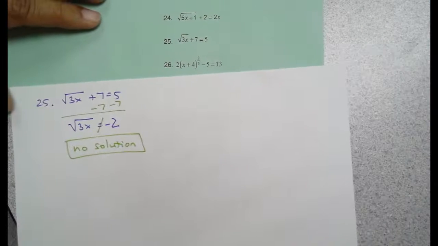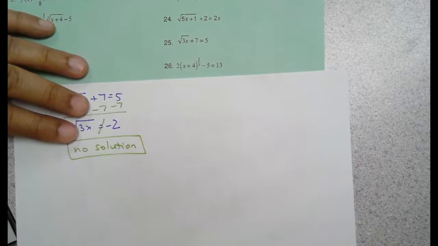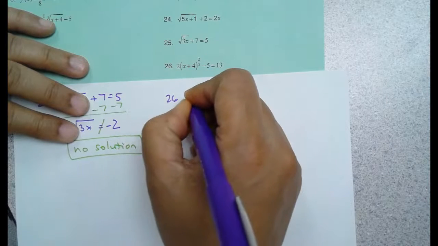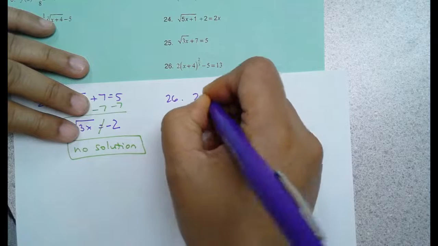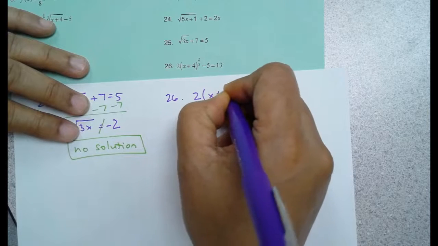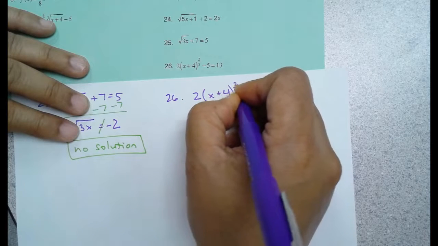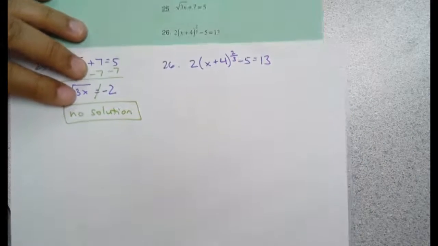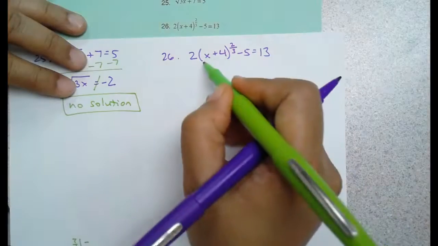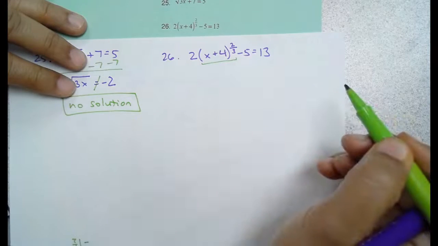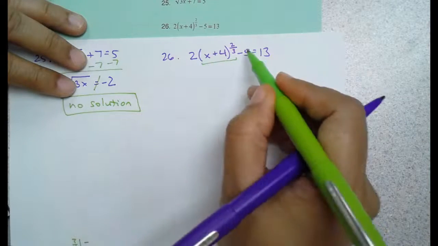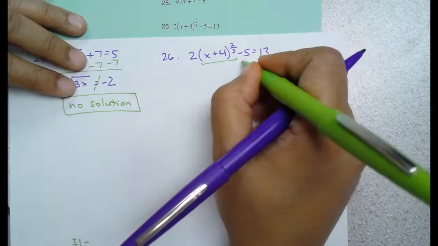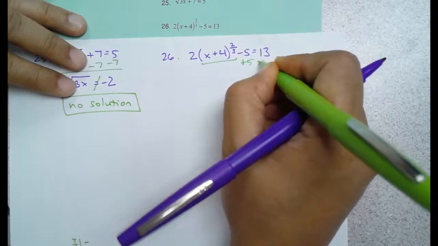And then number 26, last one. So number 26, we again have a fraction in the exponent. We'll have to get that fraction to go away by raising it to the reciprocal power. All right, so let's go ahead and first isolate this base. This is the base I want to isolate. So I have to get rid of the 2 and the negative 5. You have to get rid of adding and subtracting first. PEMDAS backwards. Adding, subtracting first.